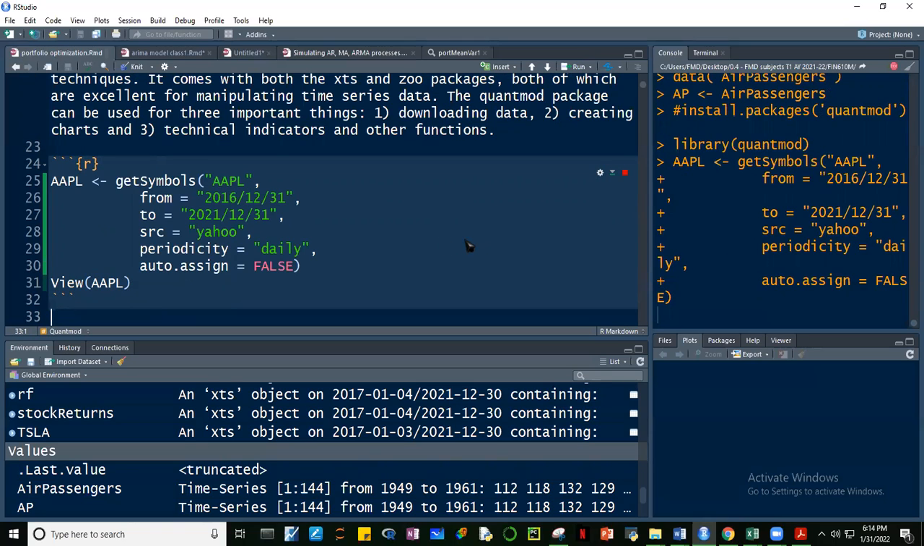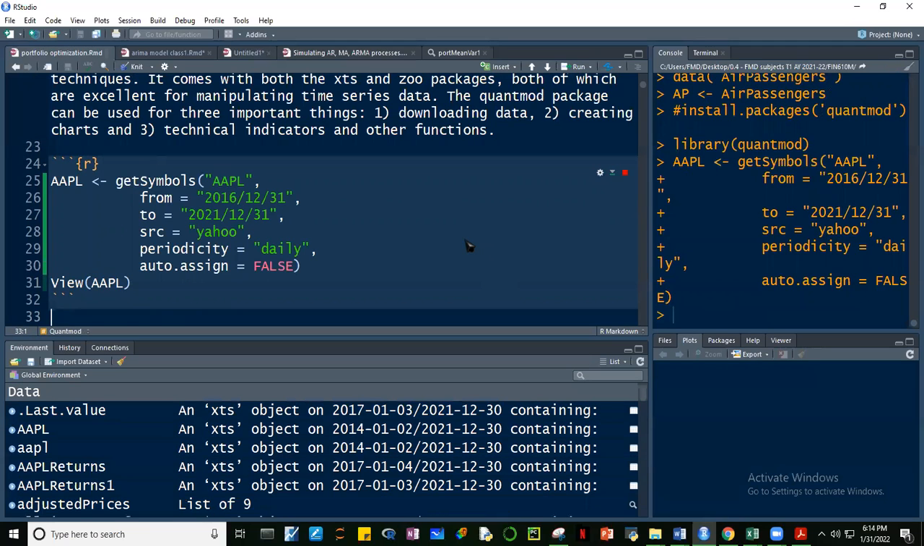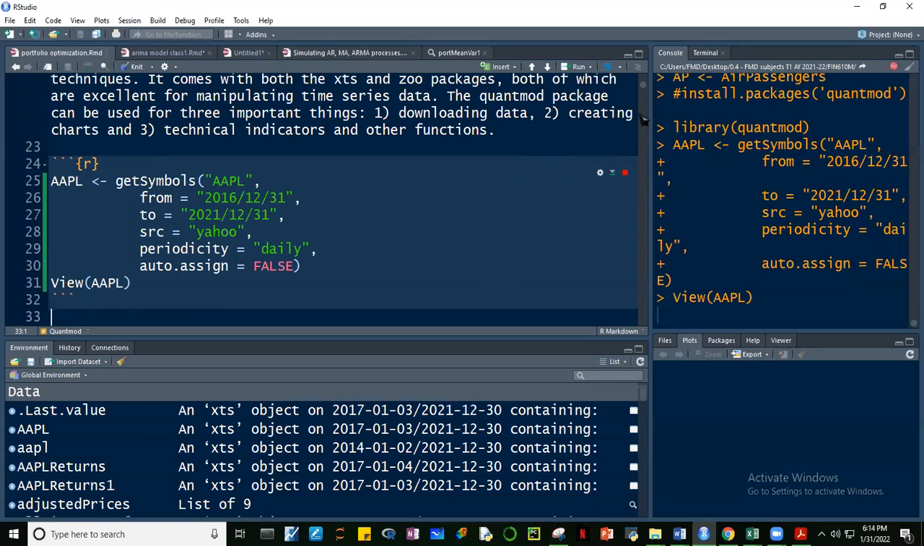So this is a freeware, R and R Studio. If you're interested, I'd like to encourage you to learn it because it has lots of capability, and best of all, guys, it's free. And there are so many packages that come with it.